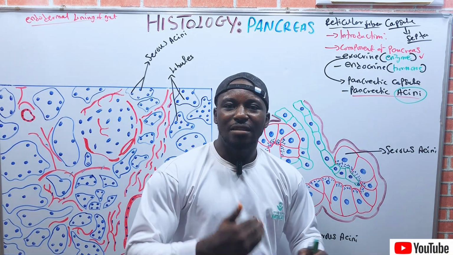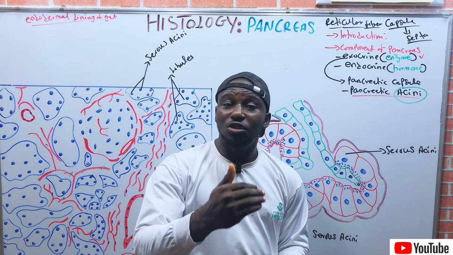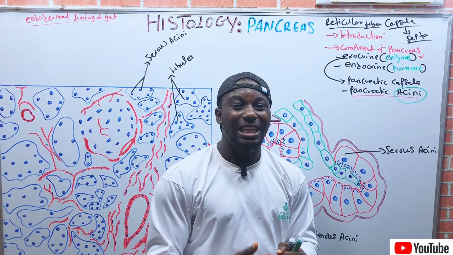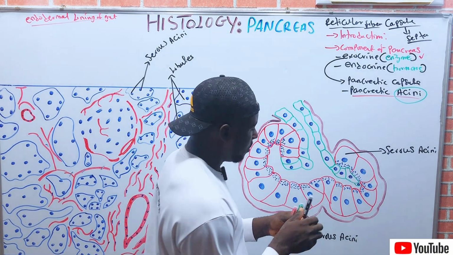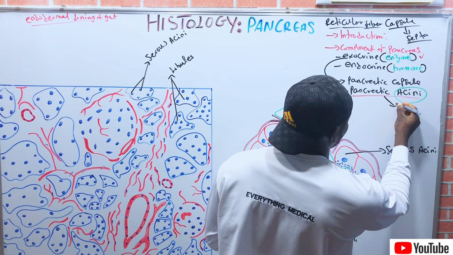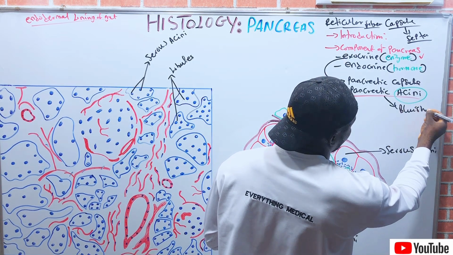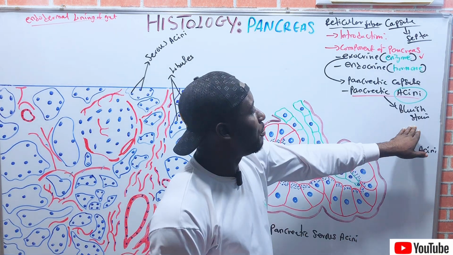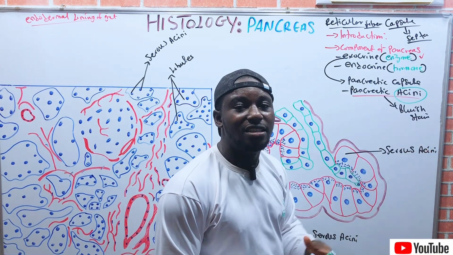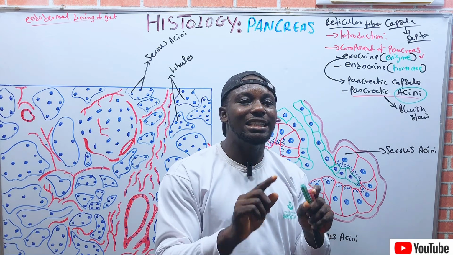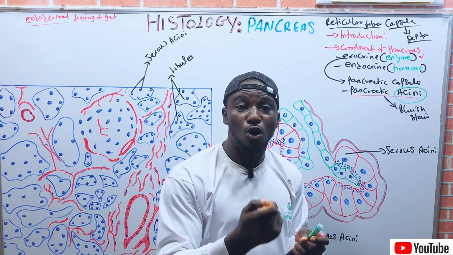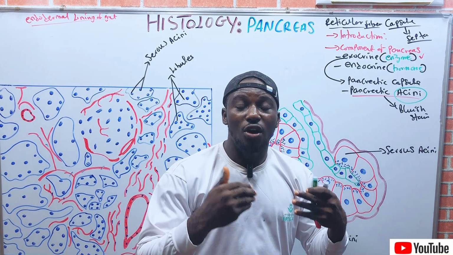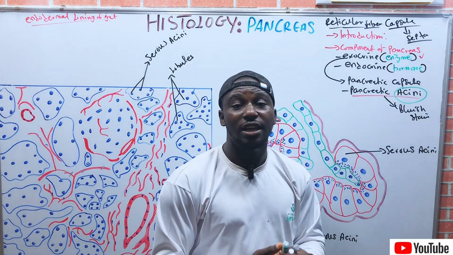They are highly basophilic in nature. That is to say that they appear bluish in stain, right? They usually appear bluish in stain, and they have a small lumen. The pancreatic acini has a very small lumen compared to the centroacinar cell of the pancreas.